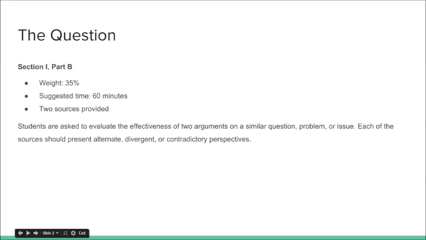So the question will basically ask you to analyze the arguments of 2 articles that have different viewpoints on an issue, topic, or subject. Most importantly, with those articles, you will evaluate how well their arguments are made with the evidence they have.